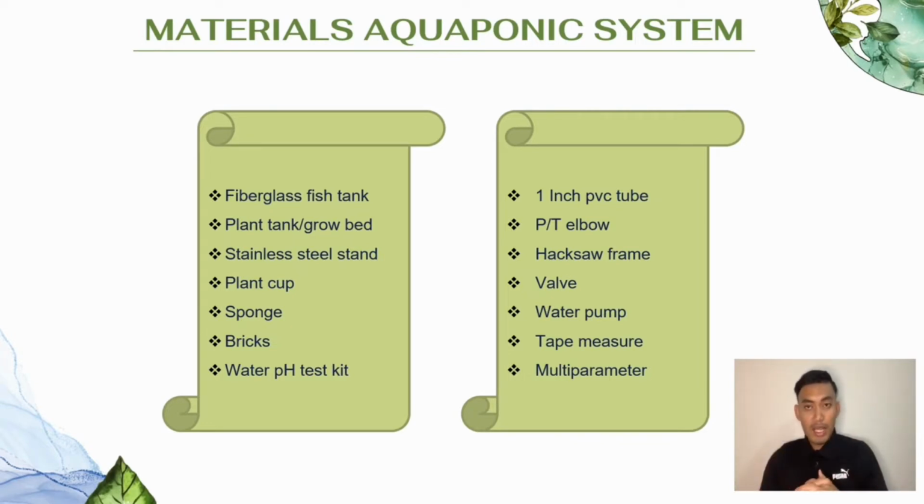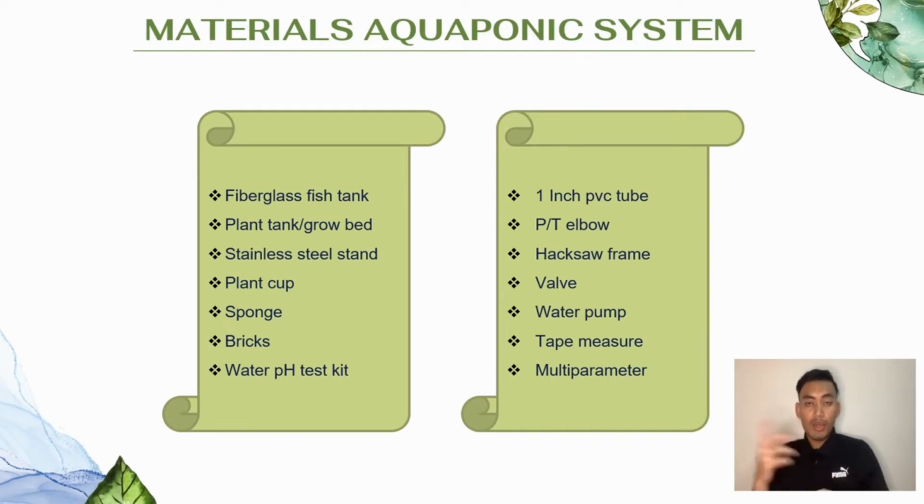This is because the material chosen must be heat resistant, not rusting, and not easy to leach, which can be harmful to the animals and plants. That's why most of the materials used are made from fiberglass and PVC, because they have good characteristics to form an aquaponic system.